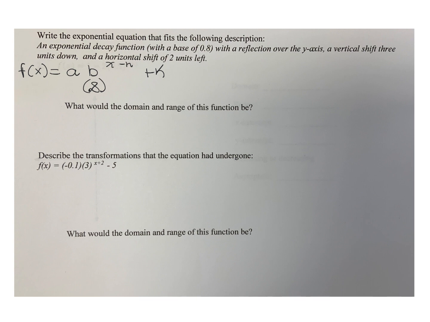If I want to reflect over the y, that means your x has to be a negative. A vertical, that's an up and down, vertical shift 3 units down. That means this has to be a minus 3 because I'm going down 3. And a horizontal shift of 2 units left. So I want to have a plus 2 in here.